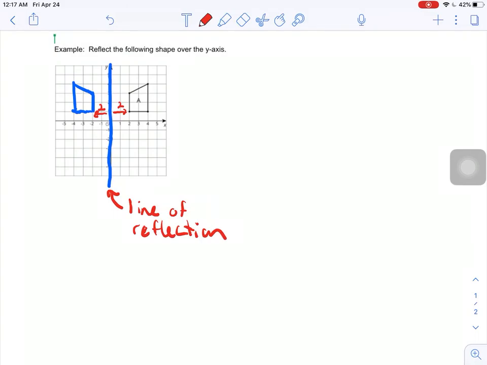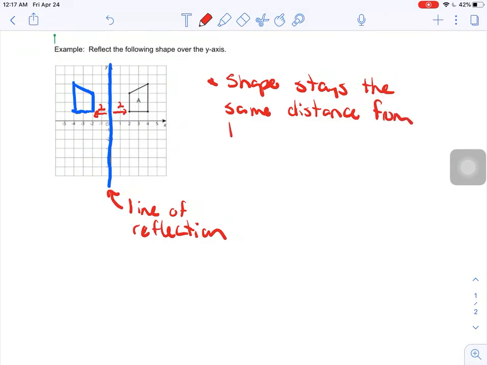When you fold a shape over a line of reflection, one property of that, and a way to check your work and see if you're right, is that the shape should still be the same distance from your fold line, or the line of reflection. So that's a good check-your-work strategy. The shape stays the same distance from the line of reflection.